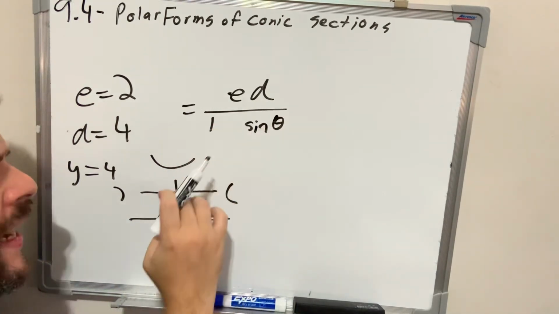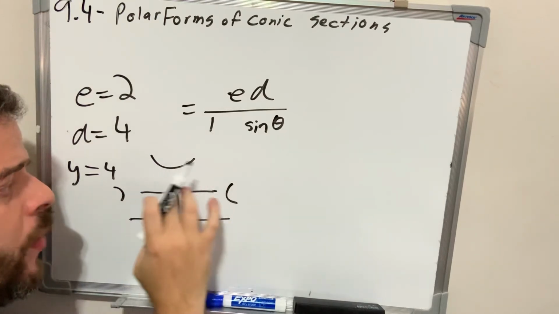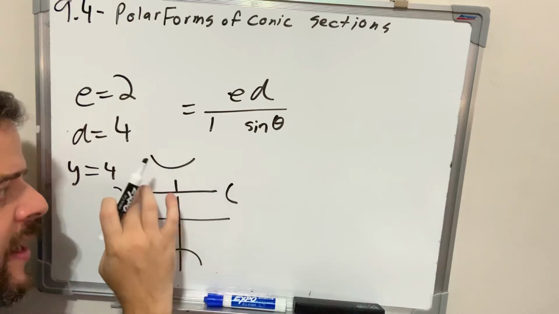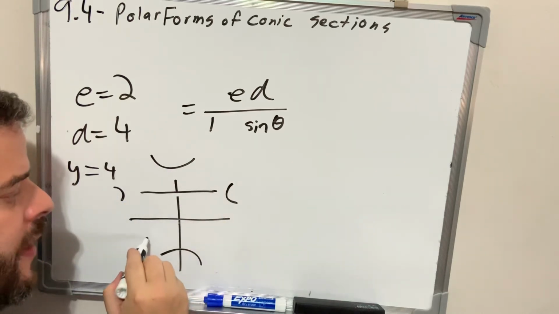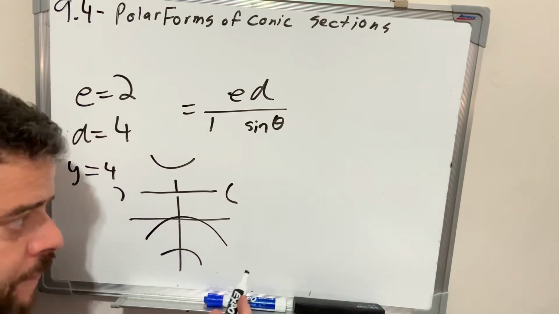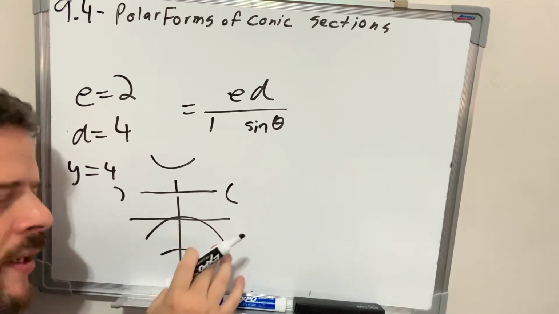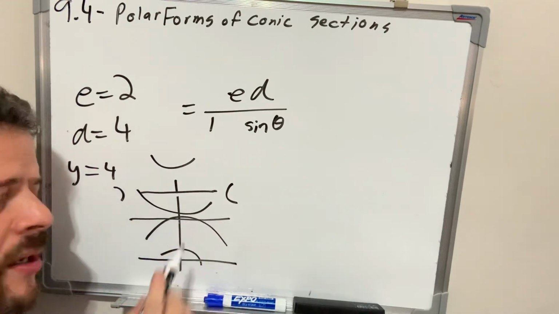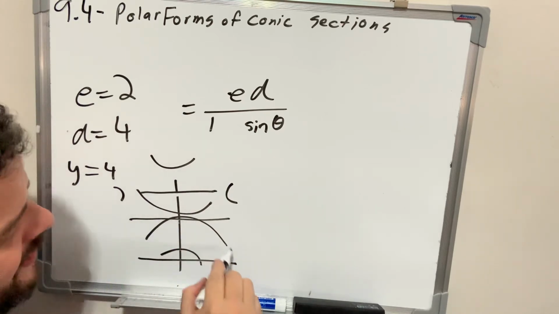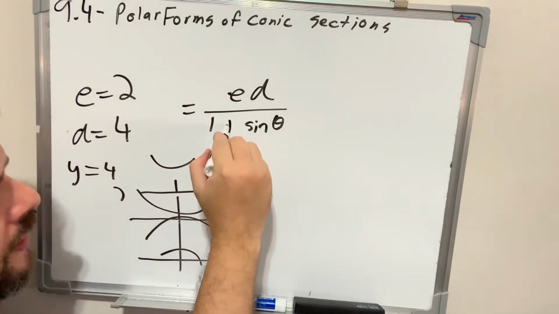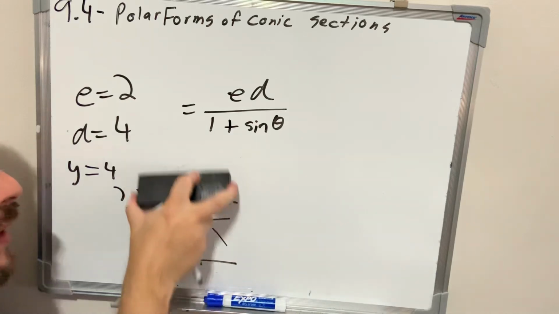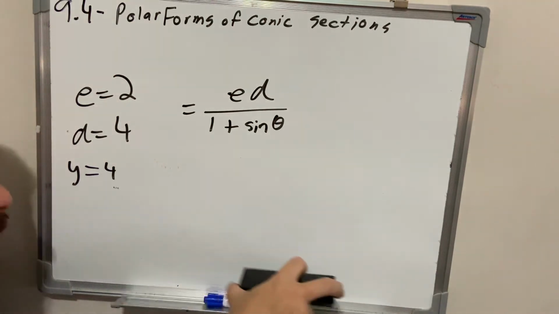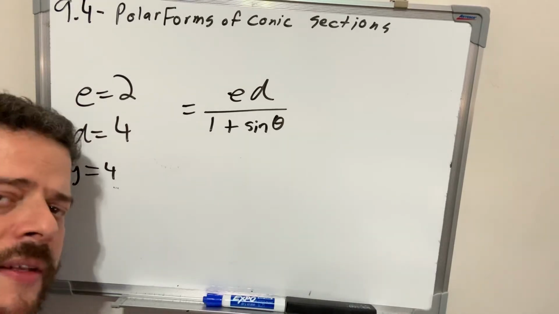Now the plus or minus depends on whether the directrix is above the origin or below the origin. If the directrix is up here, that means my shape has to be somewhere down here. If my directrix were down here, my shape would be somewhere up here. So since it opens downward, that is a plus. That is the trickiest part of this situation: finding out whether it's sine or cosine, positive or negative.